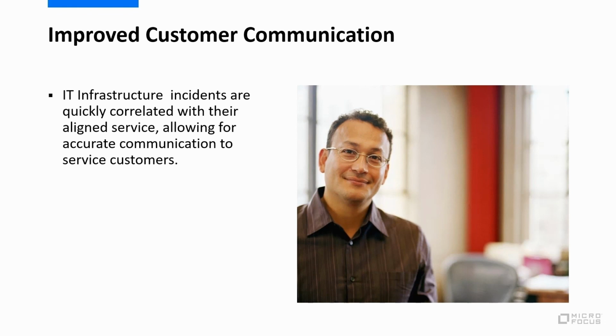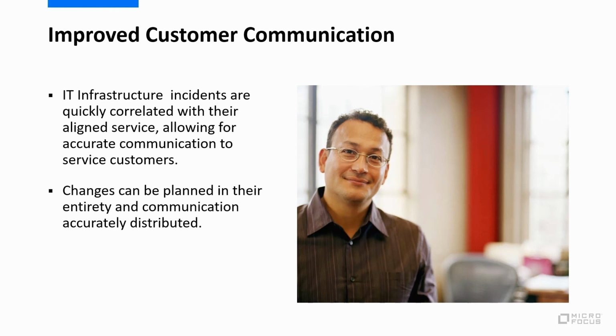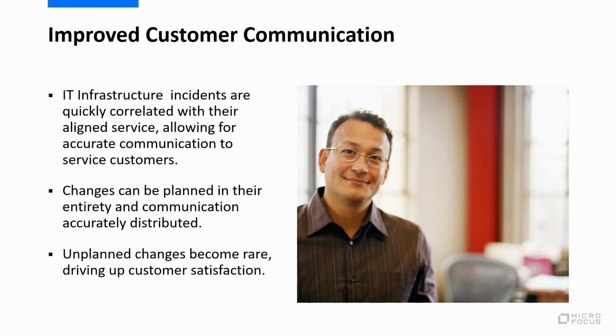Lastly, services help your communication. IT infrastructure incidents can be correlated with their service quickly, and then you can communicate to the user so they know what's going on. You can keep them updated until their service has been restored. The next one is that changes can be planned entirely and communication is distributed to all the people who are potentially impacted so that they can be prepared and do not view any service disruption as an unplanned change. And because unplanned changes start to become rare because of the service modeling that you have been doing, you'll start to experience increased customer satisfaction.